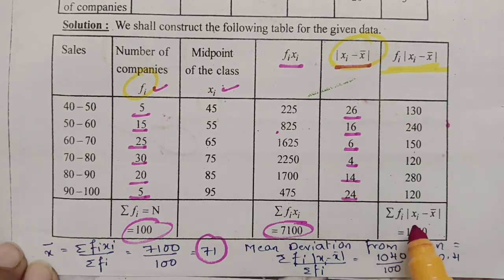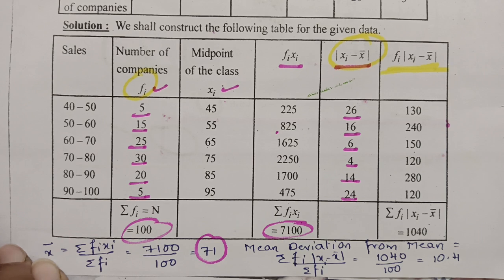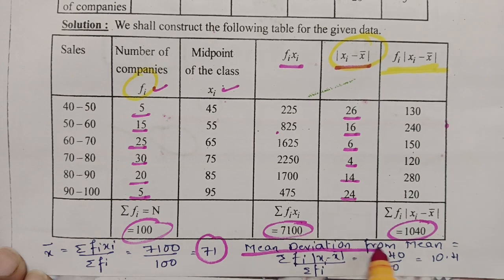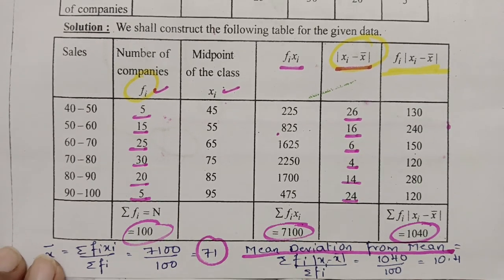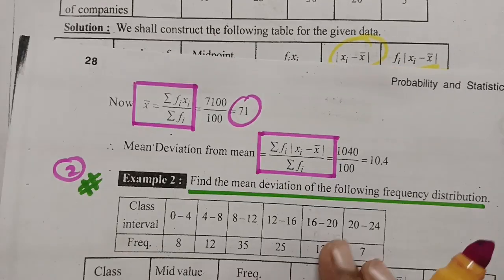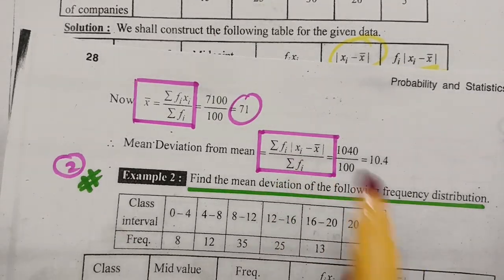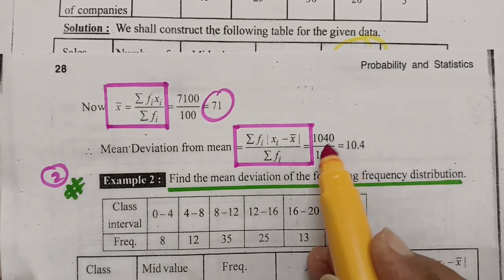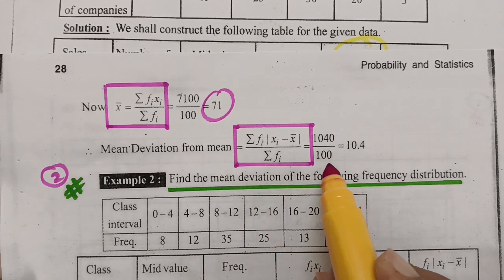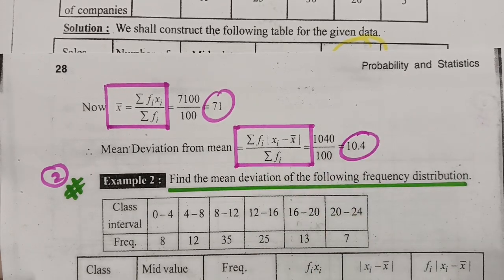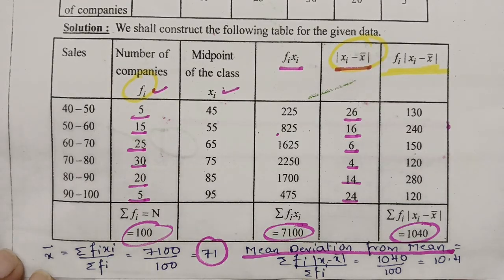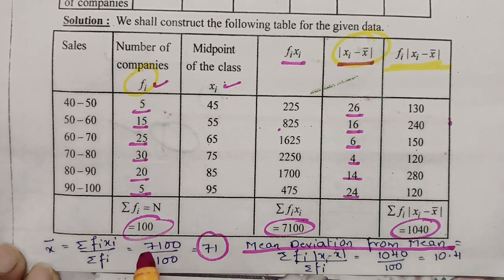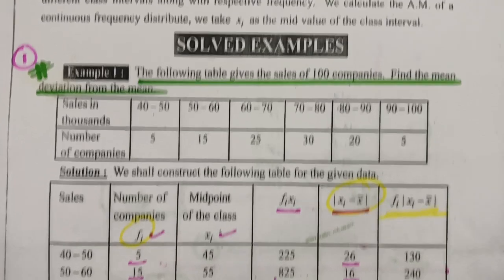Now we add up this column, and the value will be 1040. The mean deviation from the mean is sigma fi modulus of xi minus x bar by sigma fi. So the summation here is 1040, divided by 100, since sigma f is 100. The value is 10.4. So 10.4 is the mean deviation from the mean, and this is how we calculate it.